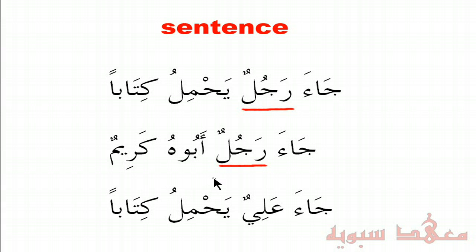So, with the first sentence, there is a sifa for rajulun, and it's coming as a jumla fi'liya, as a verbal sentence. A man came, and then the description of the man is yahmilu kitaban, that he is carrying a book. So this verbal sentence will be the sifa, or the adjective.